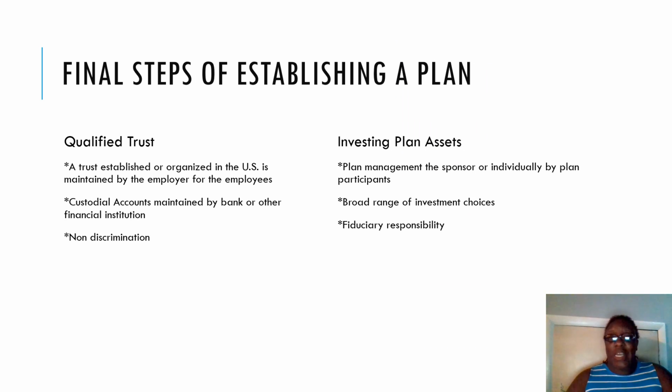We are now at the final steps for establishing our plan. The qualified trust, a trust established or organization in the United States, is maintained by the employer for the employees. The custodial account is maintained by a financial institution or other bank, and it must be non-discriminatory. Also, investment plan assets. You have to decide who is going to manage this plan: you, the sponsor, or the individual plan participants. You also must make sure that there is a broad range of investment choices and understand the responsibility of the fiduciary.